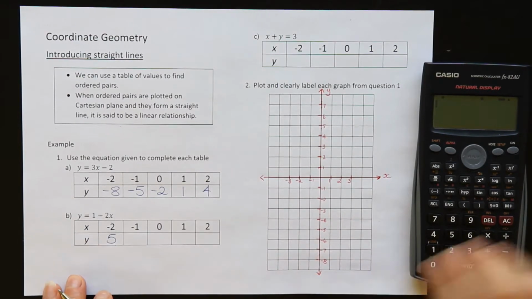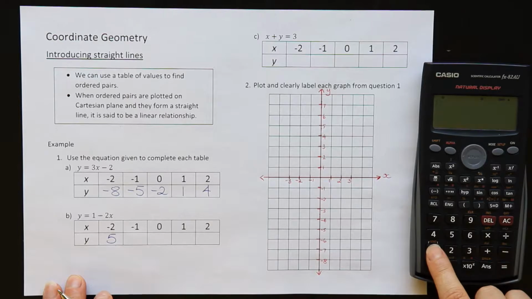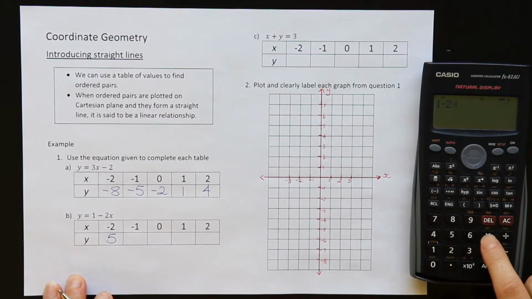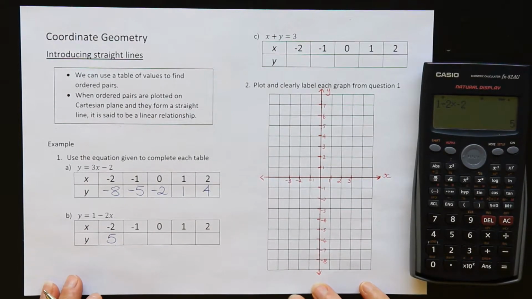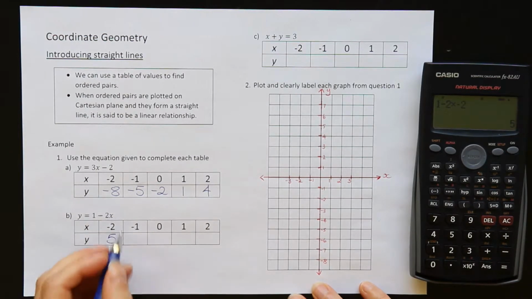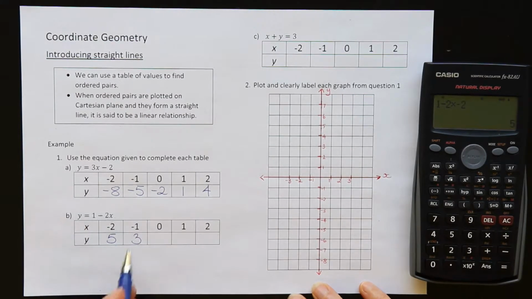Okay, that was a little bit tricky. Minus signs are always trickier. Let's type it in the calculator just to show you. So 1 minus 2 times negative 2 equals 5. Okay, let's go to our next value, negative 1. 1 minus 2 times negative 1. Okay, so minus 2 times minus 1 is a positive 2, so that whole thing will become a positive 2. And then we have to add on our extra 1 here, which will become a 3.